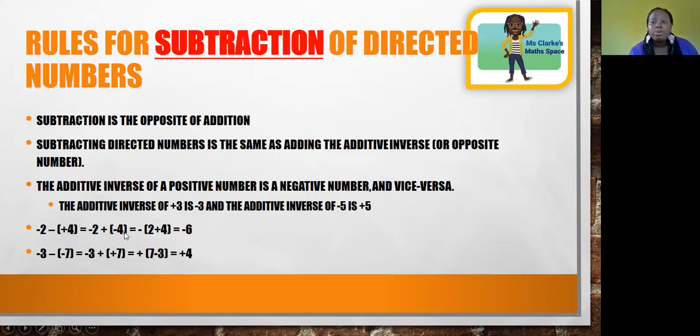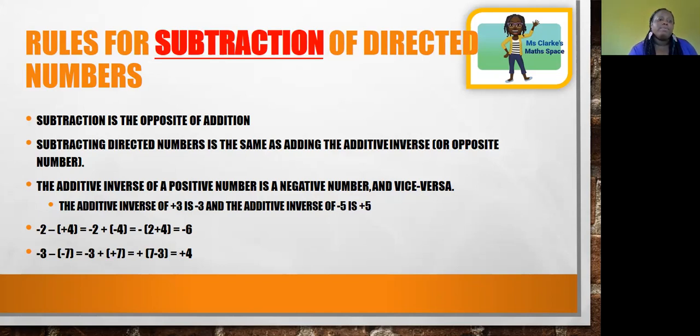Once we have it in this form, we can now use the rules of addition of directed numbers. Remember there are 2 rules for addition of directed numbers. In this case, we have the same sign. We have negative 2 added to negative 4. When we have the same signs in addition, we add the 2 numbers and keep the sign. So 2 and 4 is 6, and the sign is negative. So our answer would be negative 6.